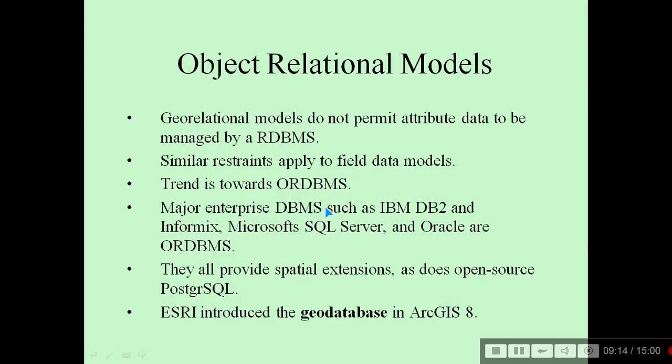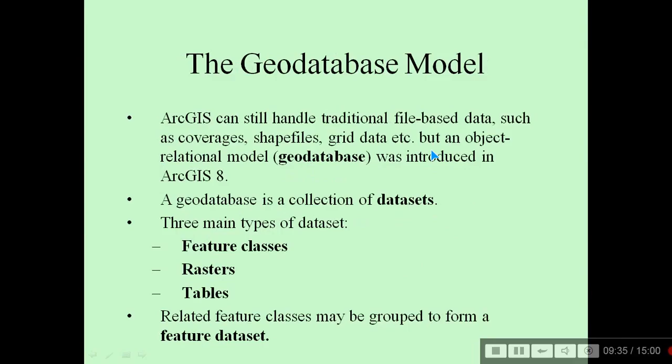Major enterprise DBMS such as IBM DB2, Informix, Microsoft SQL Server, and Oracle are ORDBMS, that is object relational DBMS. They all provide special extensions, as does open source PostgreSQL, and ESRI introduced the geodatabase in ArcGIS 8 and onwards. So we have the geodatabase model. ArcGIS can still handle traditional data as well as the geodatabase. So a geodatabase is essentially a collection of data sets, and three main types of data sets are there: feature classes, rasters, and tables. And related feature classes may be grouped into a form called a feature data set.